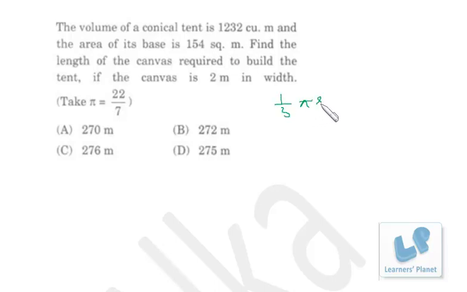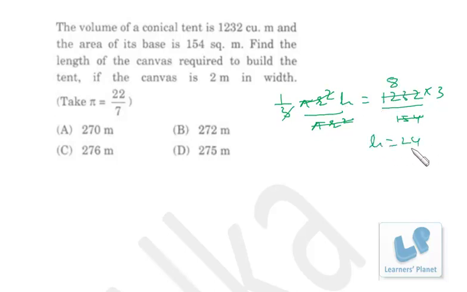So 1 upon 3 pi r square h is 1232 by 3, and pi r square is 154, right? So h is equal to this into 3, right? Now both of them are multiples of 22, yes, right? So 154 directly will cut 8 times. So h is equal to 24, right? That means the height of the conical tent is 24. Now pi r square is 154, that is the base area. So 22 by 7 into r square is 154. So r will be 7.